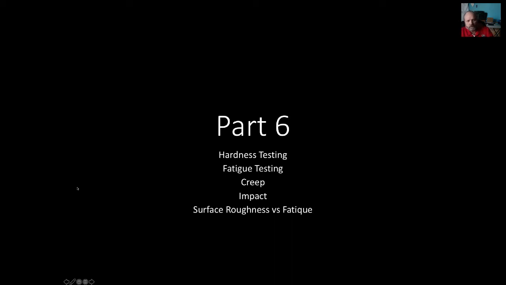Hello, this is going to be part 6 of the 7-part series for chapter 2. This will actually finish off the book part, the actual chapter. Part 7 is going to be a little extra regarding cantilevers. So in this section, we're going to talk about hardness testing, fatigue testing, creep, impact, and surface roughness versus fatigue.